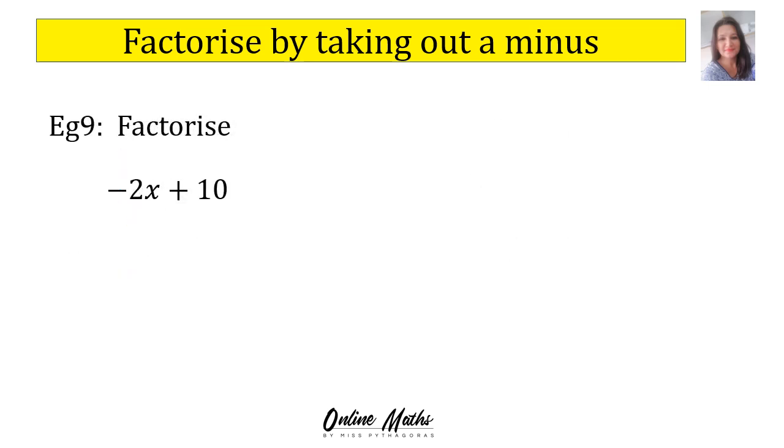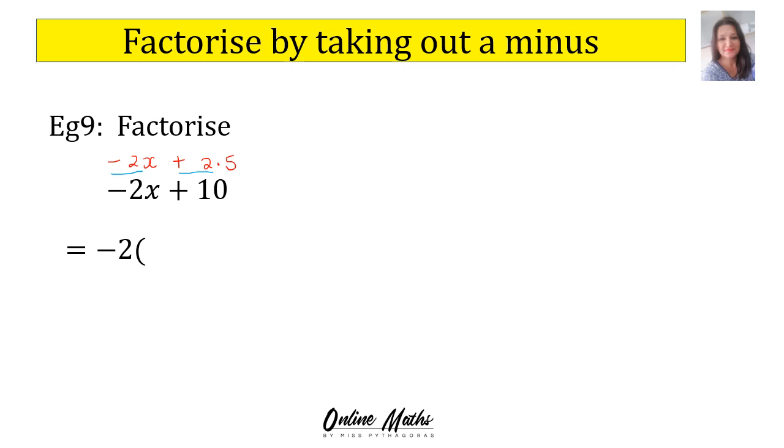In this example, I'm going to show you that we will still factorize by taking out a minus, but we will also take out a common factor as well as a minus. I want to show you this negative 2x, that's that one, and 10 is the same as 2 times 5. So what we will do is we will factorize by taking out a negative 2 on this one and a negative 2 on that one. So we will write equals negative 2.